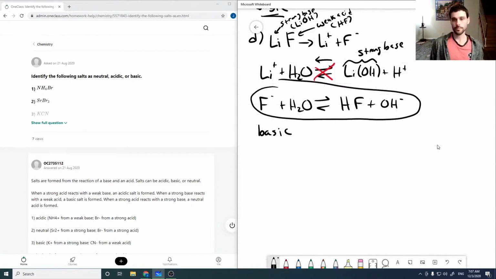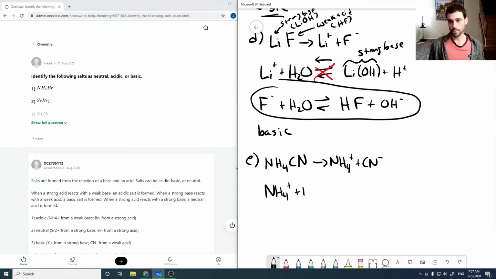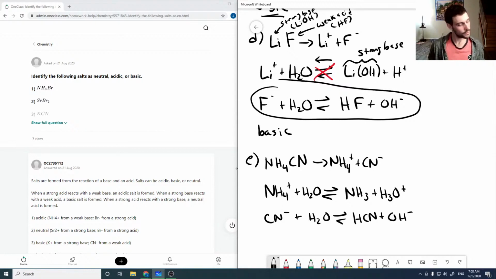So the fifth one here, which I'm calling E, is NH4CN. Now this is going to give us NH4 plus and CN minus. So in solution we have NH4 plus H2O, giving us NH3 plus H3O plus, and CN minus plus H2O, giving us HCN plus OH minus. So now in this case, we have both a weak acid and a weak base, so we can't make the assumptions that we made above.